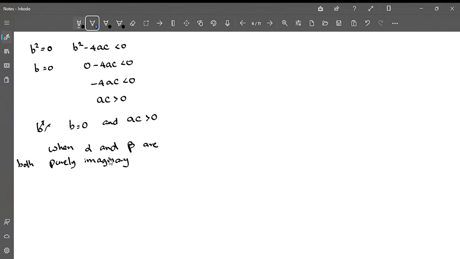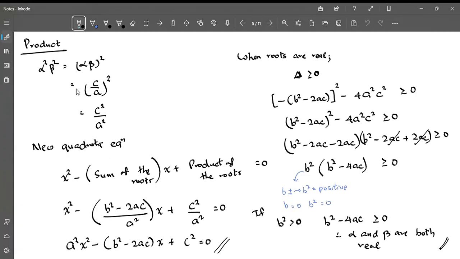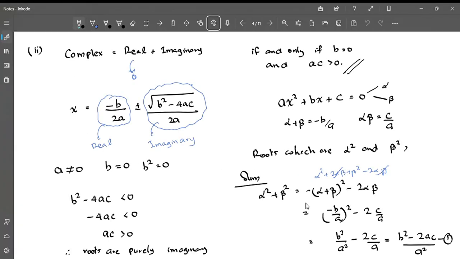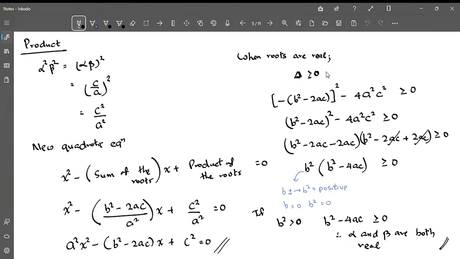All of these are very logical questions. In the previous part we have solved it. This particular part: here, roots are purely imaginary. Next.